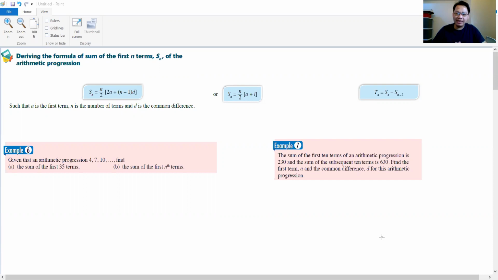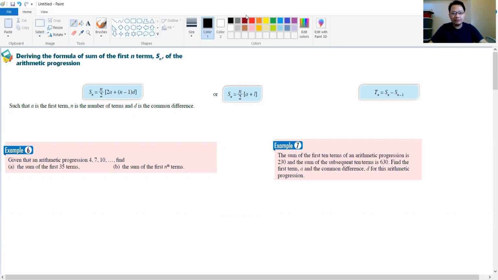So the objective of the day is we are going to learn the sum of arithmetic progression, or in other words the sum of the first n terms of arithmetic progression. The labeling is Sn. Okay, so jump straight to the point: what's the formula to use to find the sum of arithmetic progression, to find the sum of the sequence?